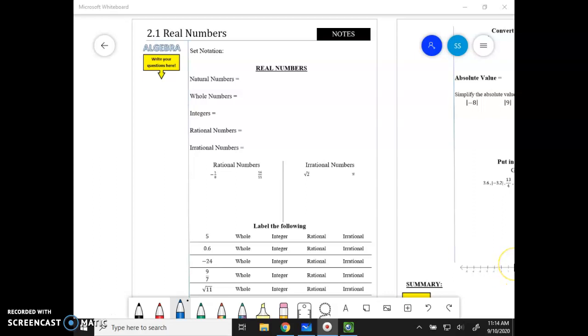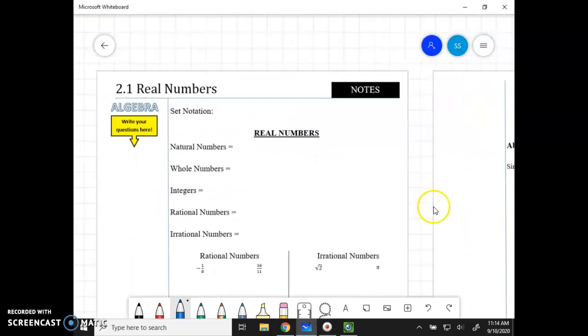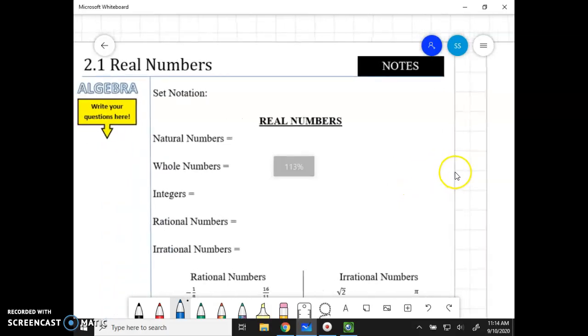Okay, here we go. Get your packets out. This is 2.1, real numbers. This is for Algebra 1. All right, I'm going to zoom in here.